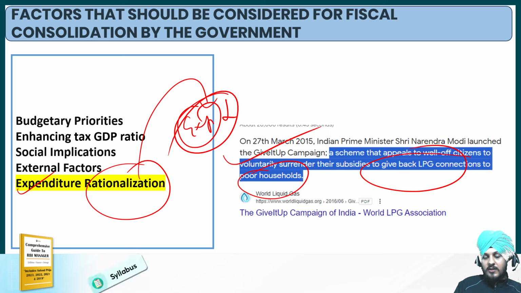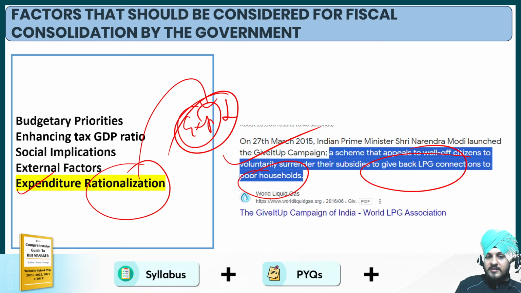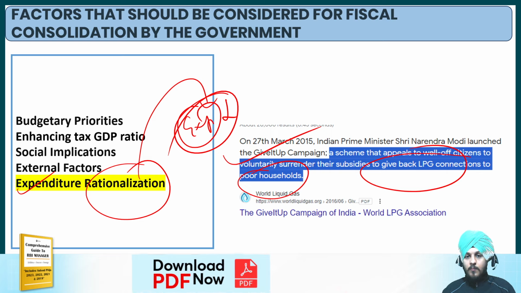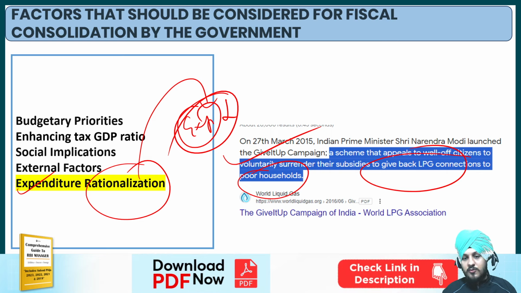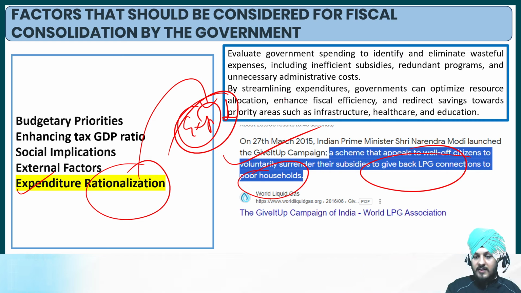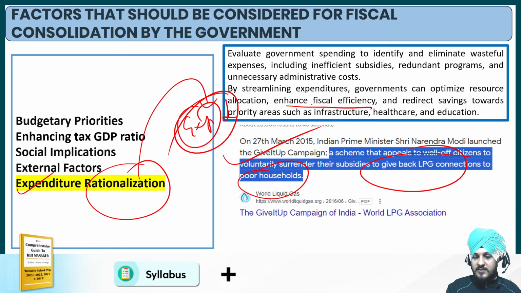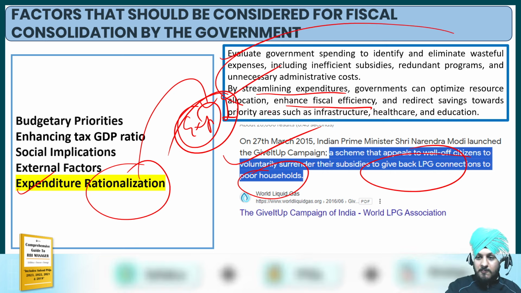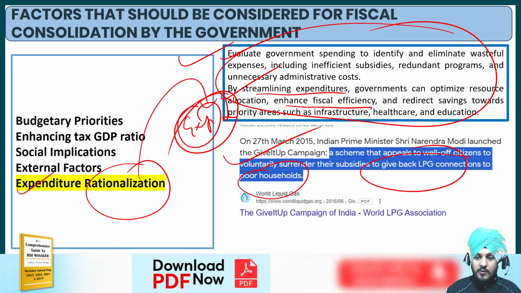So that's how the government can adopt different strategies in order to do the expenditure rationalization for managing the fiscal deficit, and by promoting the path of fiscal consolidation. So you can read it here that in order to enhance the fiscal efficiency, by streamlining the fiscal expenditures, all these keywords, you can read it. I've explained these points and you can write it in your answers.